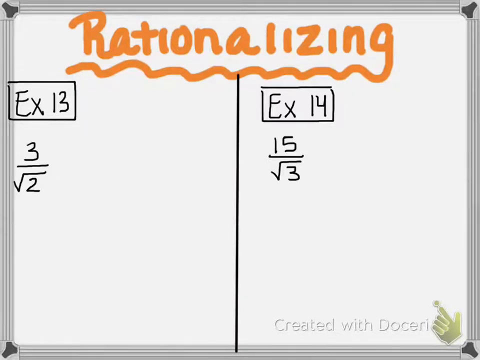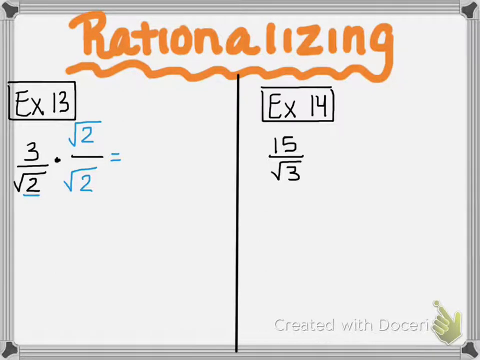Example 13, you may remember that when we rationalize, we want to multiply the top and the bottom of our fraction by the same number. So because there's a radical 2 in the denominator, that's what we're going to multiply the top and the bottom of my fraction by, whatever number is in the bottom of the radical. So because it's a 2, we used radical 2. Okay, now we have to multiply across.